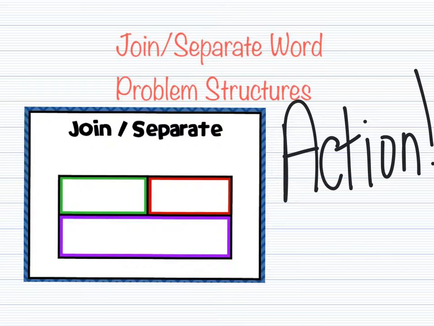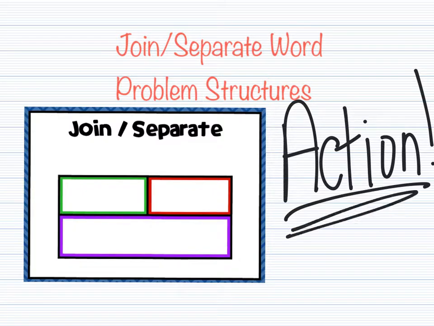With a join or a separate, there's an action. Something happens. It's in your mind movie. You can actually see your characters doing something. It's not a still picture. This has action in it. So a join and separate word problem, when you read it, you'll know automatically that it's a join and separate because something's happening. There's some sort of action in your problem. Let me show you an example.